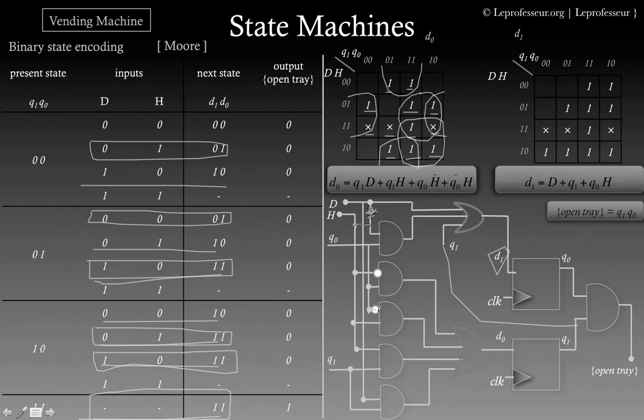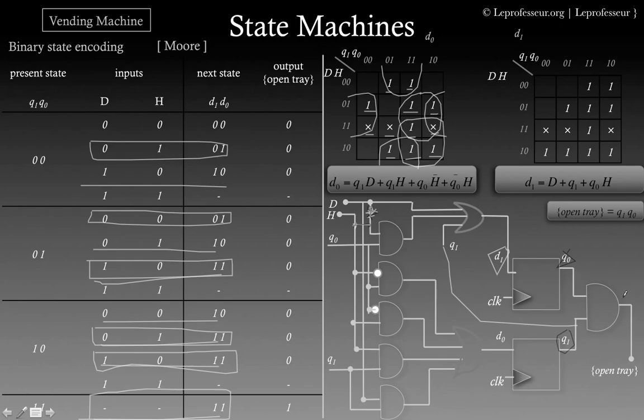This white circle indicates a NOT gate or NOT operation, and the same way here Q0 bar and H. So this is H bar and the Q0, and here Q0 bar and H. And we got this open tray, meaning the output, Q0 and Q1 output, we ANDed it together.